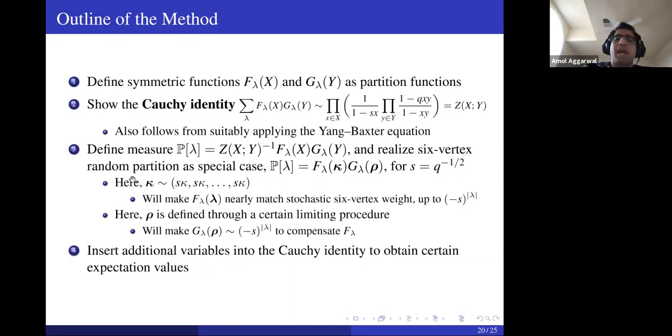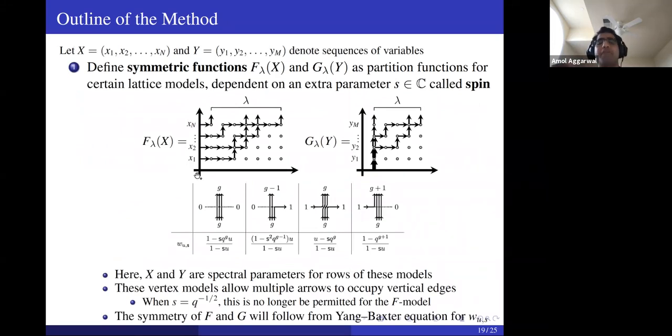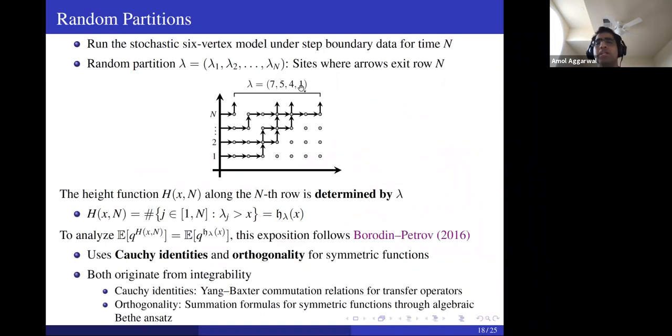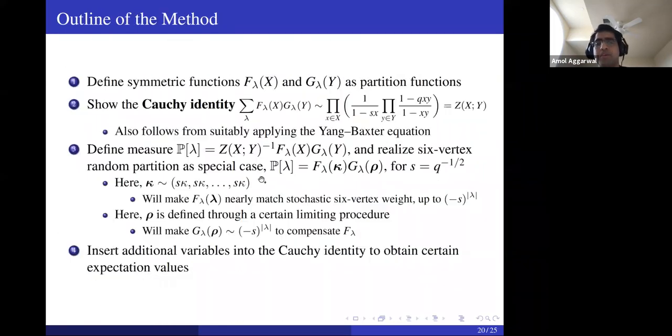Okay, here kappa will just be the same variable repeated over and over again. It'll be s kappa, etc. And by definition, almost by definition of everything, this will make this f function here, the partition function for this vertex model, almost on the nose equal to the probability of seeing this guy here. As you can see, the states are identical. It's just a matter of matching weights. And that match is almost precise up to this factor of minus s to the lambda.